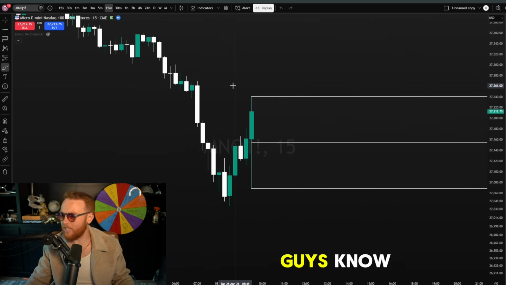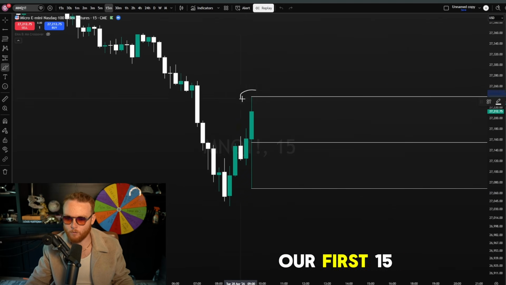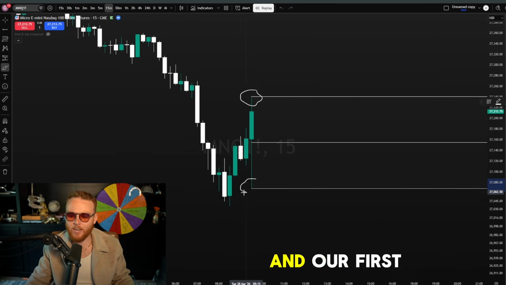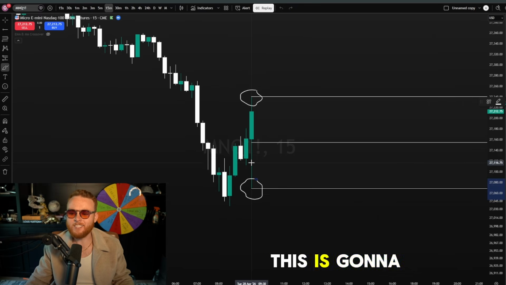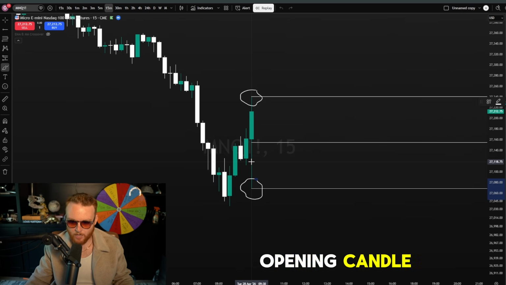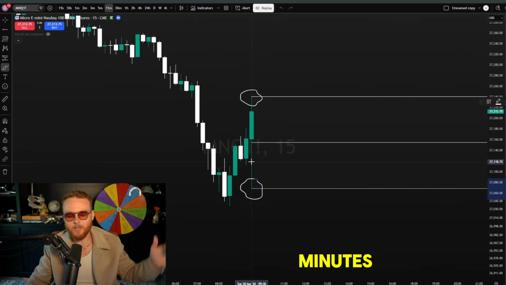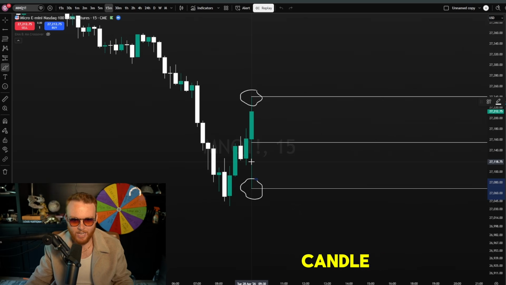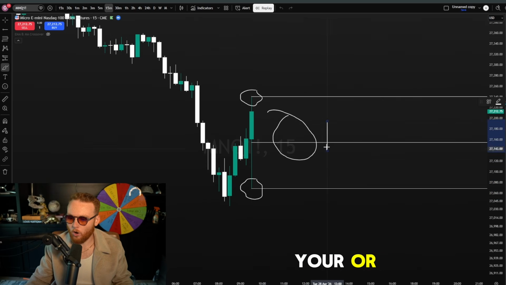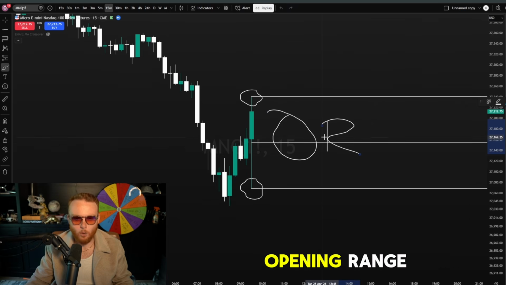As always, you guys know with my entry model, we mark our first 15-minute candle high and our first 15-minute candle low. This is going to be your 9:30 a.m. opening candle. You're going to wait that first 15 minutes and mark the high and the low of that candle. This is now going to be your OR. What is the OR? That is going to be your opening range.